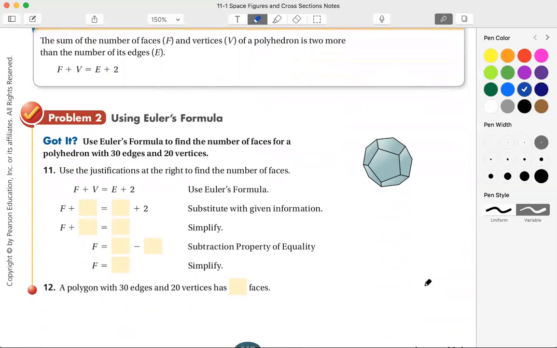So I can use that to find some justification. Euler's formula is used to find the number of faces for a polyhedron with 30 edges and 20 vertices. All I have to do is use the formula F plus V equals E plus 2. If we know we have 20 vertices and 30 edges, I substitute those in, and I have 20 and 32 here, and then I subtract, and there are going to be 12 faces in this figure to the right. So a polyhedron with 30 edges and 20 vertices will have 12 faces.